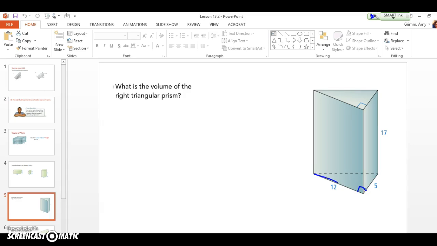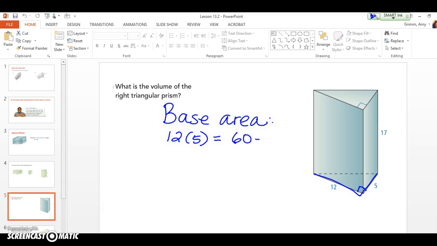Okay, so here is a height, and here is a base. So our base area here, we're going to do 12 times 5 and then cut that in half. So 12 times 5 is 60, and then we're going to divide that by 2, which gives me a base area of 30. Okay? How many layers of 30 would I have?